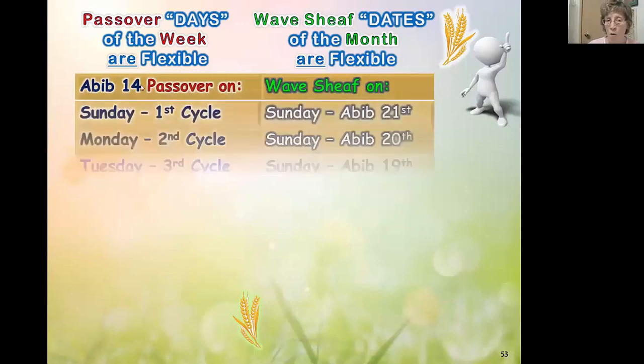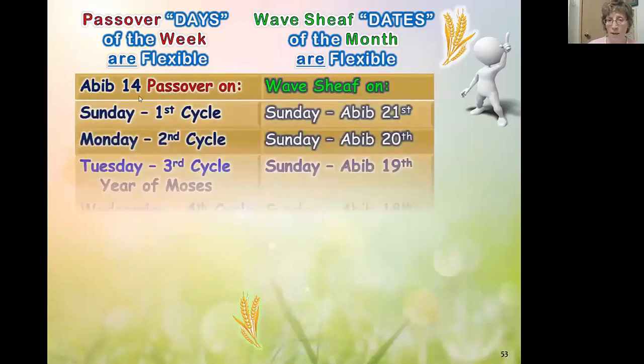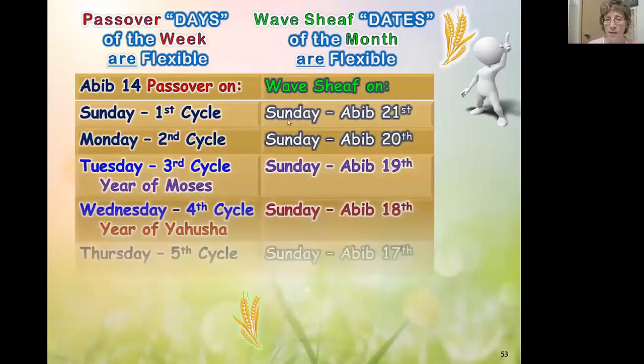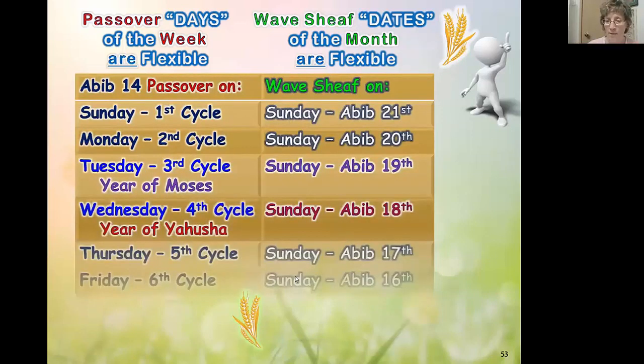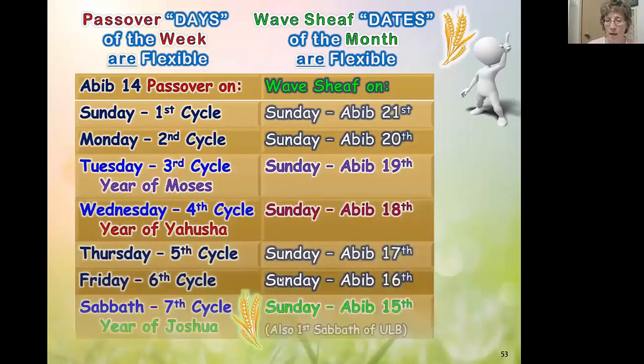Passover is always on Abib 14. Wave sheaf is always on the first cycle of the week. Wave sheaf is always on a Sunday. So if you have Abib 14 on the first cycle of the week or a Sunday, your wave sheaf, that's going to be the 14th. Remember, these are all 14s right here. These are all Abib 14. If your Passover is on a Sunday, your wave sheaf will be the next week, which will be Abib 21.